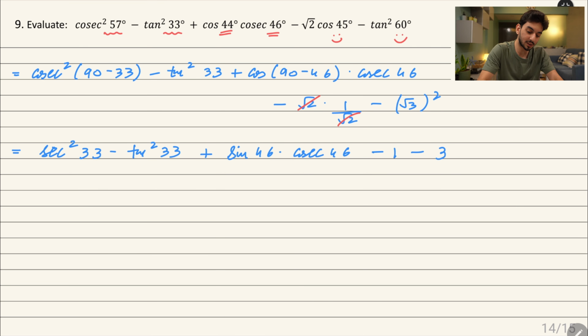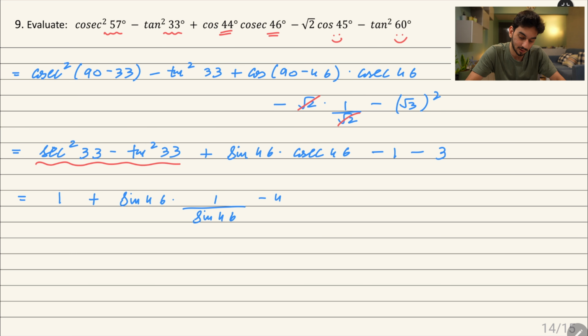Now, the first term over here, sec square theta minus tan square theta is equal to 1. So, instead of that, I'll just write 1 plus the sin 46 is as it is. Cosec can be written as 1 upon sin. So, it is 1 upon sin 46. Minus 1 minus 3 is minus 4. Okay. Sin 46 just goes away. I'm left with 1 plus 1 minus 4. 1 plus 1 is 2 minus 4. Finally, my answer is equal to negative 2, and that is it for this video.